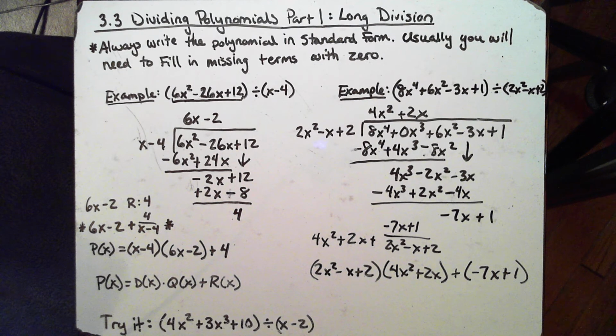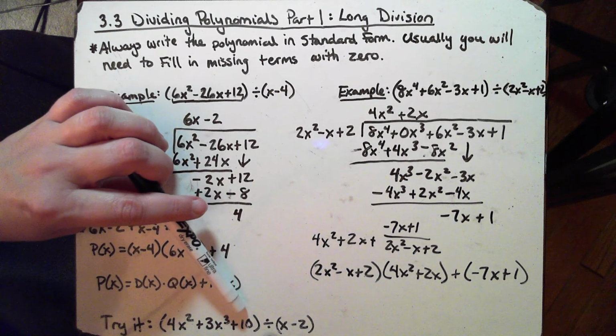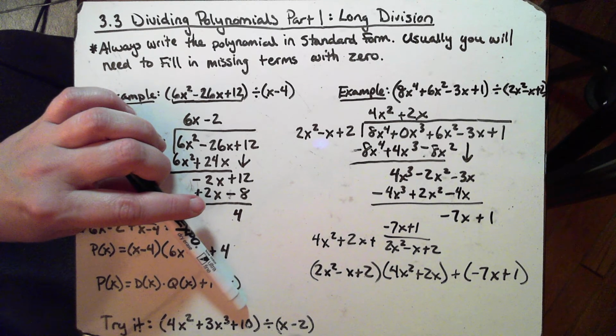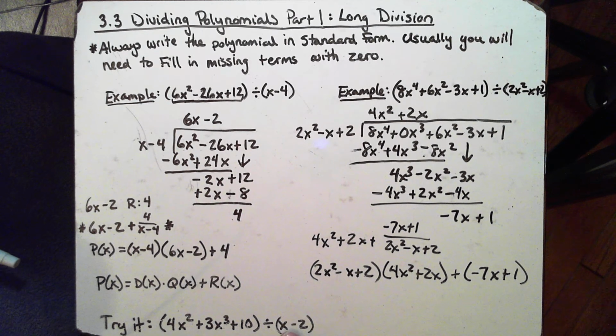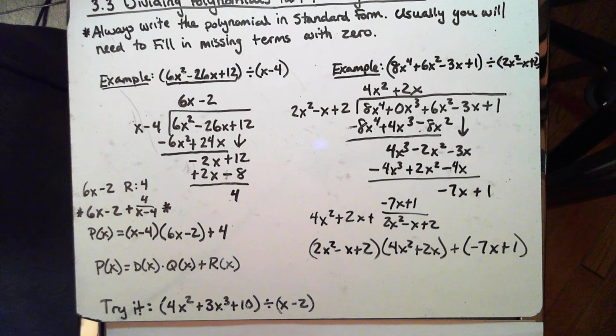So you have one try it yourself question. So you're going to try it. You have 4x squared plus 3x cubed plus 10x divided by x minus 2. Okay, so you're trying it yourself. Turn that in as part of your classwork and then watch your next video.